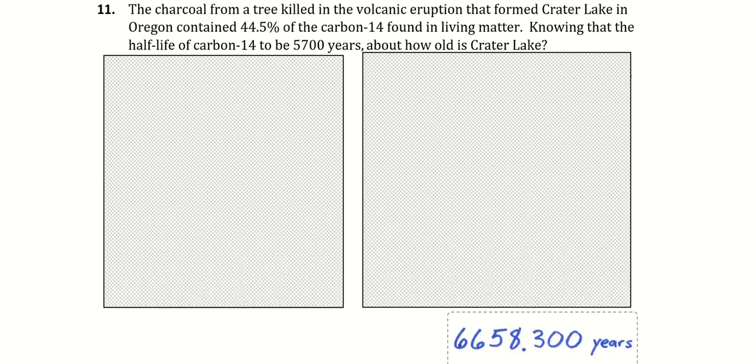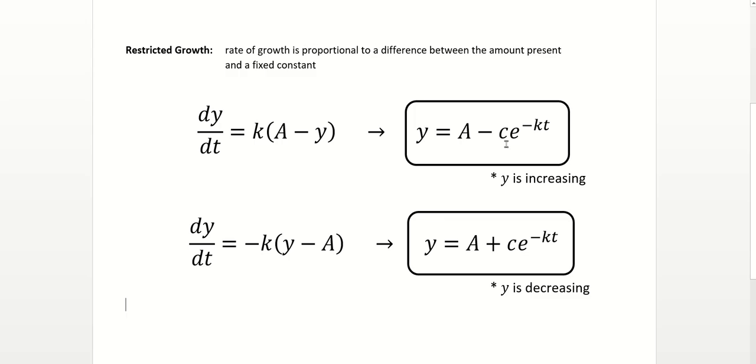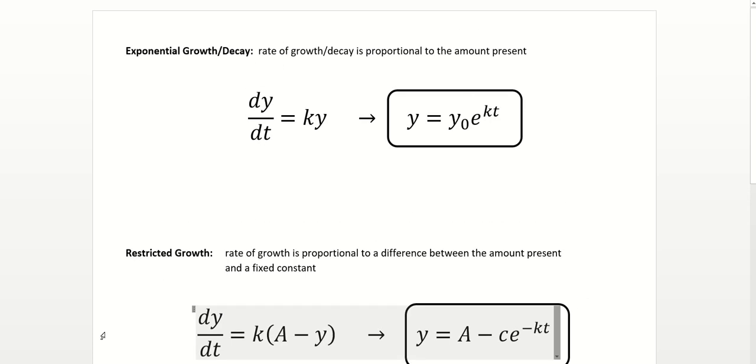So let's see. This one, the charcoal from a tree killed in the volcanic eruption that formed Crater Lake in Oregon, contained 44.5% of the carbon found in living matter, knowing that the half-life of carbon 14 to be 5,700 years. About how old is Crater Lake? See what? There you go. You have to kind of know that this is the formula up here that you're doing.